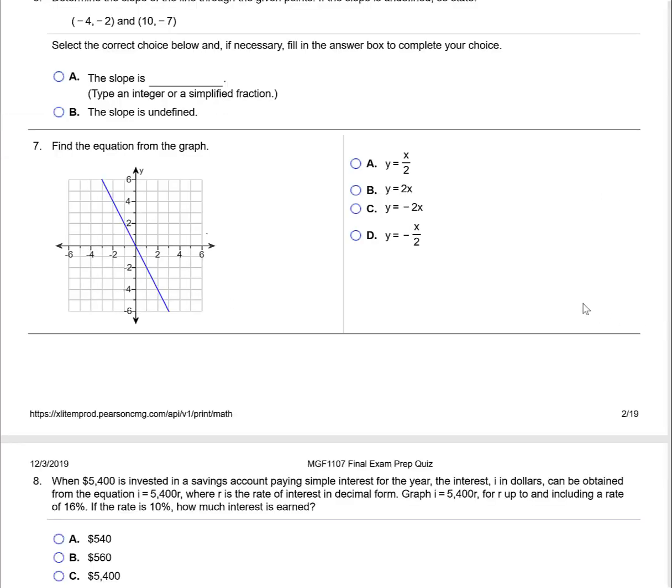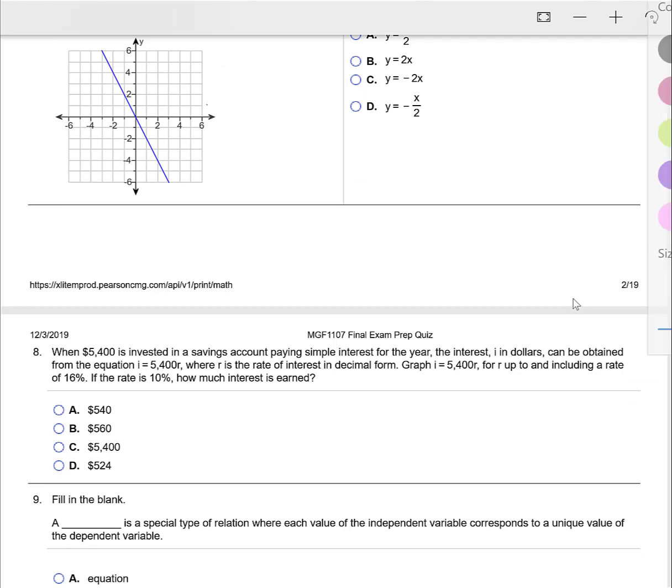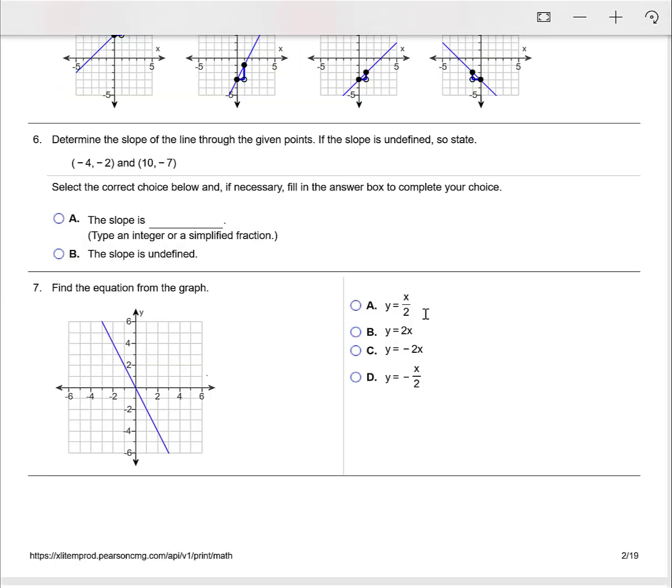For question number 7, they want me to find the equation of the line from the graph. And I noticed that the graph goes through the origin, (0, 0). So the y-intercept is just (0, 0). And I notice it's a negative slope, so I can eliminate the answers that have positive slopes in them. This is a positive slope here. It can't be this one, and it can't be this one.